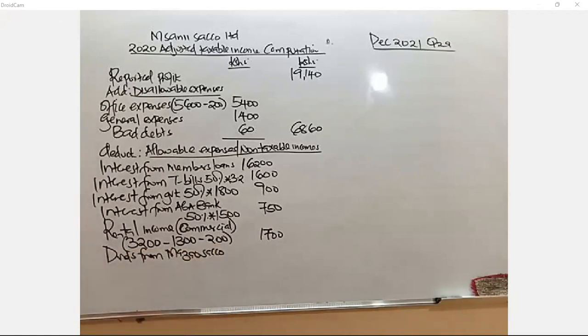So the dividend from Mazao, the 50% is based on the interest. The dividend, I take the whole amount. So how much for the dividend from Mazao? 1,000.